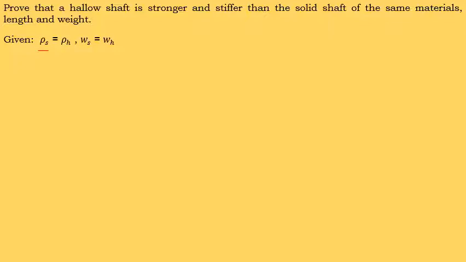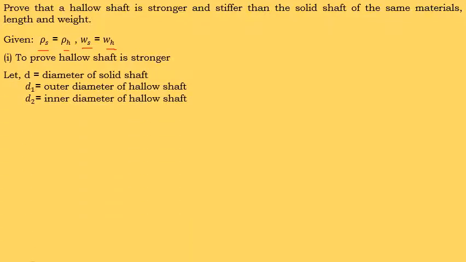So here delta S represents the density of the solid shaft and delta H represents the density of the hollow shaft. Ws represents the weight of the solid shaft and Wh represents the weight of the hollow shaft. First we are going to consider that the hollow shaft is stronger than the solid shaft. To prove this, let us consider the diameters. Small d represents the diameter of the solid shaft, whereas d1 represents the outer diameter of the hollow shaft and d2 represents the inner diameter of the hollow shaft.